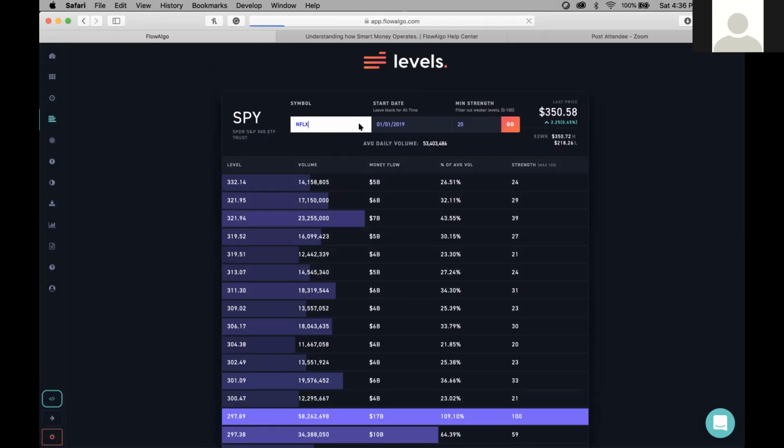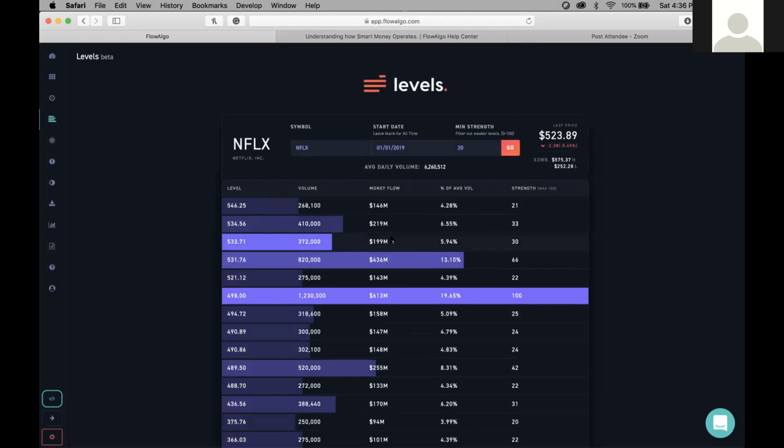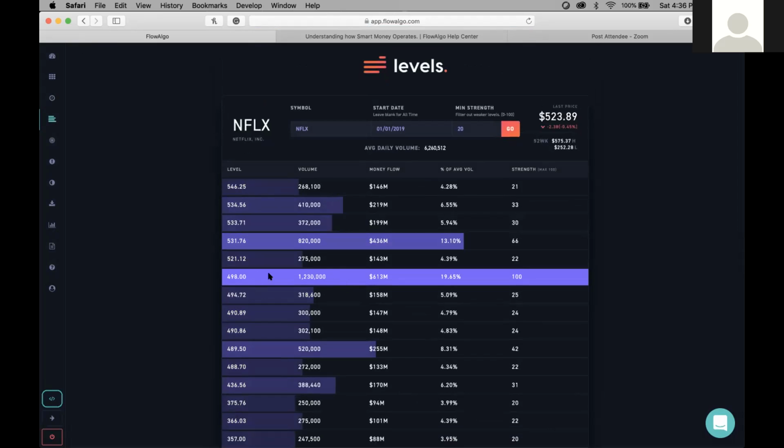If you want to check Netflix, just using that as our example for the day, you can see that 498 is a huge level for Netflix. 531, huge level for Netflix. So if we ever have a pullback that we want to look at, we can see, okay, 531, there's a bunch of orders probably still sitting here that are going to push this thing up. We could probably bounce off of that.